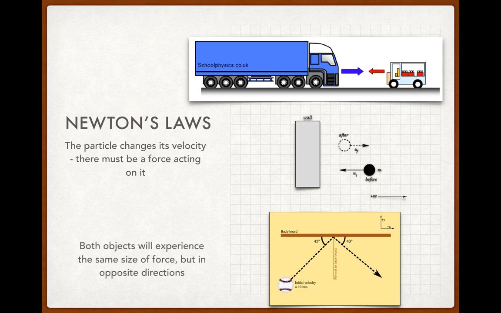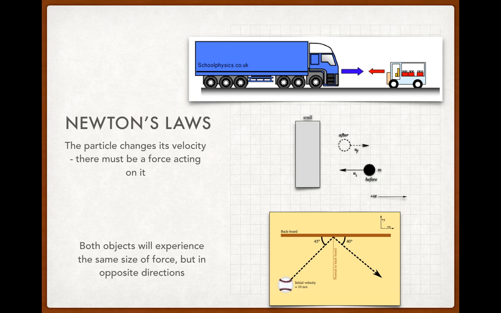Now, what's really important to remember then is both objects will experience the same size of force but in opposite directions. And I inferred that when I talked about the top diagram. The blue truck will experience a force to the left during the collision. The small truck experiences a force to the right during the collision. With the other two systems, the one in the middle, when the ball hits off the wall, when it's going from right to left, it hits off the wall, it will experience a force to the right, which causes it to change direction and go to the right.